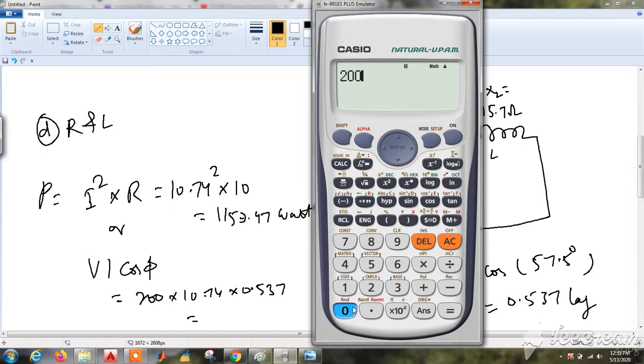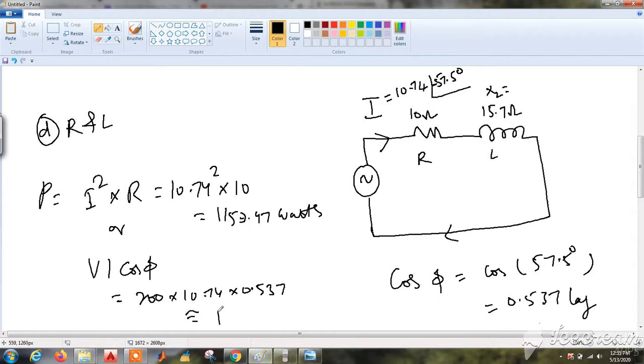Also, when we are doing VI cos phi, so 10.7 into 0.537, we'll get approximately the same result. We are not getting exactly equal because we have not taken all the decimals after the point. Okay, we'll get the same result, approximately 1150 watts. So the power is 1150 watts, or you can also write in kilowatts, that is 1.15 kilowatt if you want to write in kilowatts.